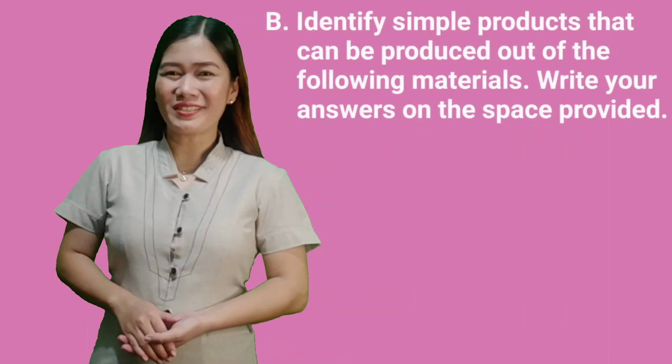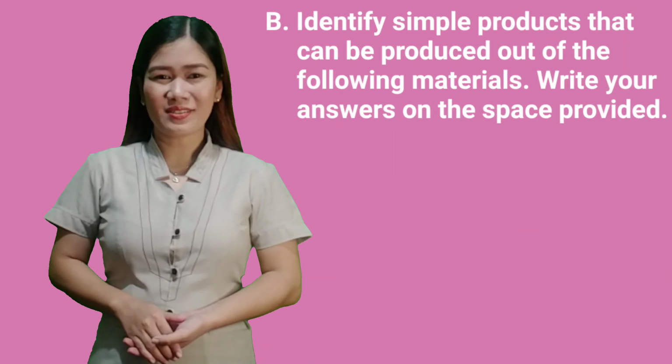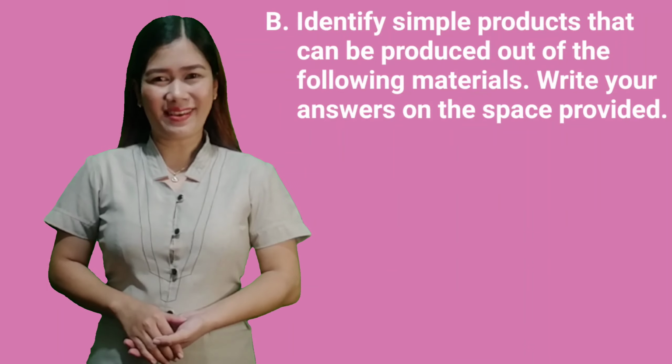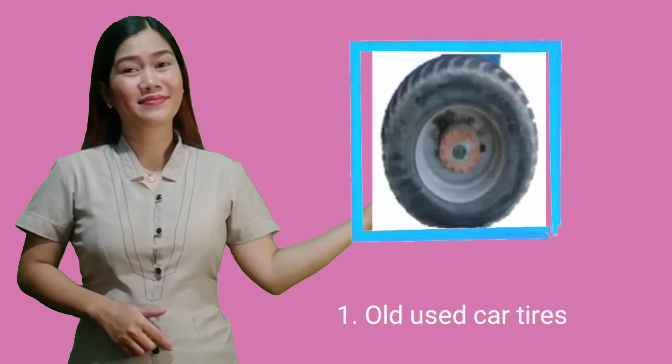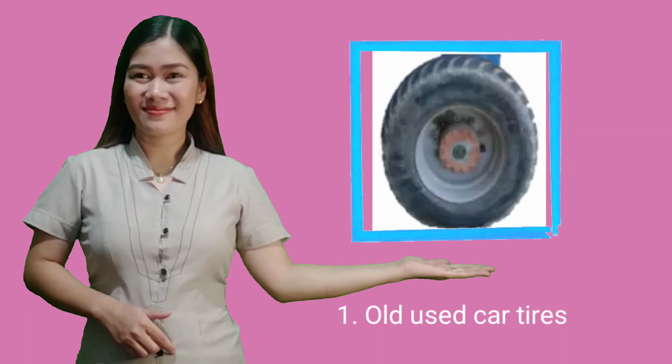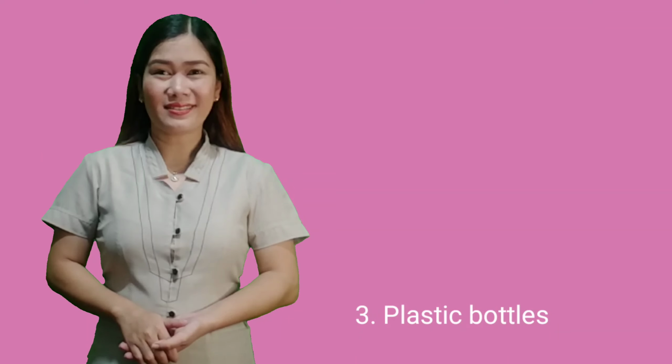Wow! I know that you are doing great. Let's move on to letter B. Directions. Identify simple products that can be produced out of the following materials. Write your answers on the space provided. Number 1. Old used car tires. Number 2. Plastic bags. Number 3. Plastic bottles.